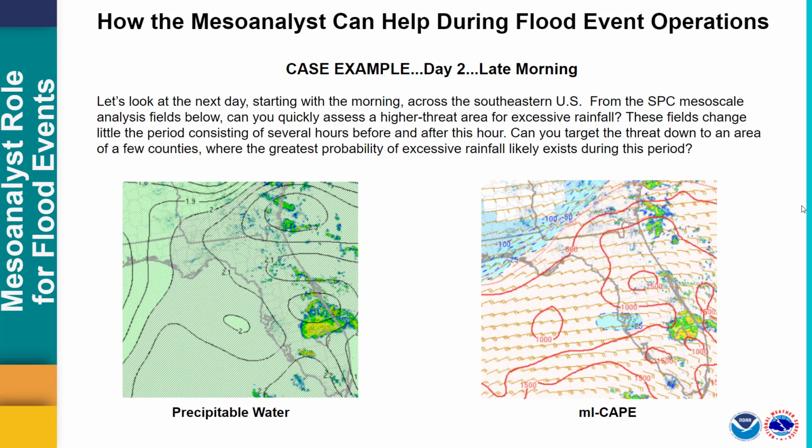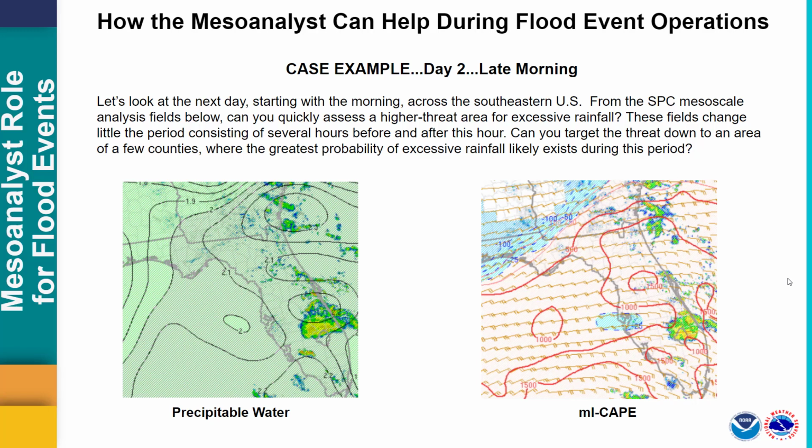Let's take a look at day 2. Now at this point, the high pressure to the north is still in place. The tropical cyclone to the south is moving into the southeastern Gulf of Mexico, a little further away from the Florida peninsula. Let's see if the SPC fields can help us assess a higher threat area for excessive rainfall somewhere over the Florida peninsula. Let's start with late in the morning.